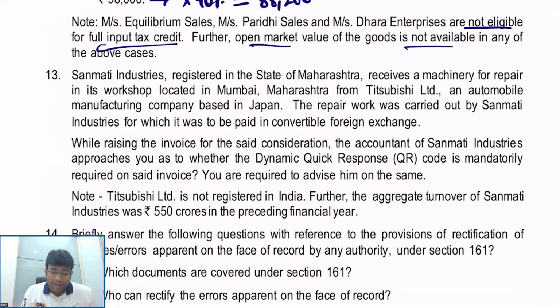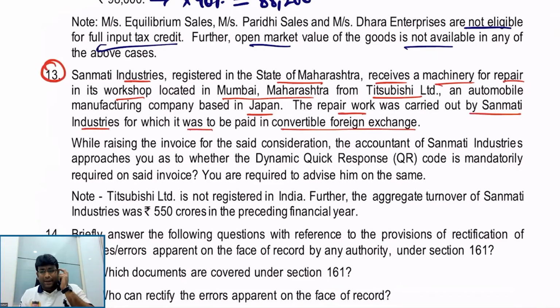Let's now proceed to question number 13, my dear friends. Sanmati Industries, registered in the state of Maharashtra, receives a machinery for repair in its workshop located in Mumbai, Maharashtra from Mitsubishi Limited, an automobile manufacturing company based in Japan. Very good. Repair work was carried out by Sanmati Industries, for which it was to be paid in convertible foreign exchange, Japanese yen currency. While raising the invoice for the said consideration, the accountant of Sanmati asks whether a dynamic QR code is mandatorily required on the said invoice. You are required to advise him.